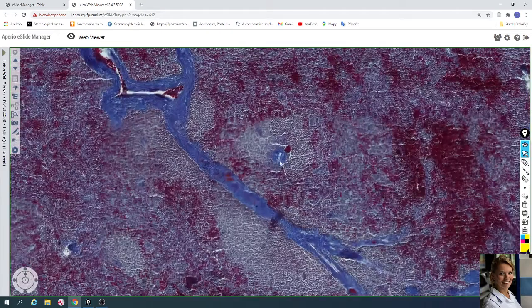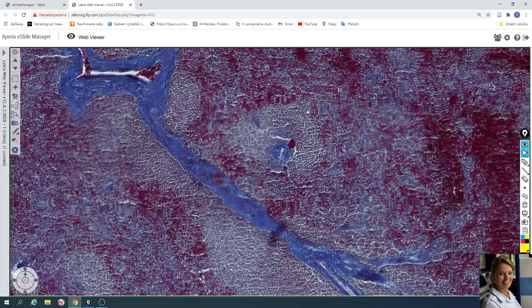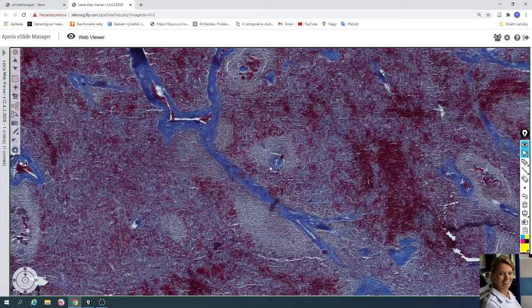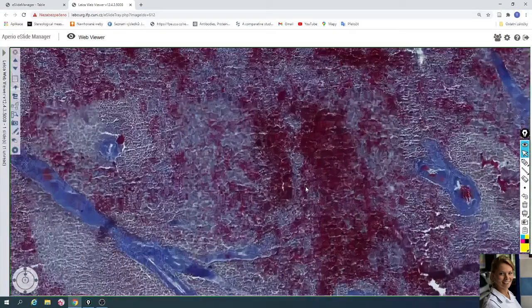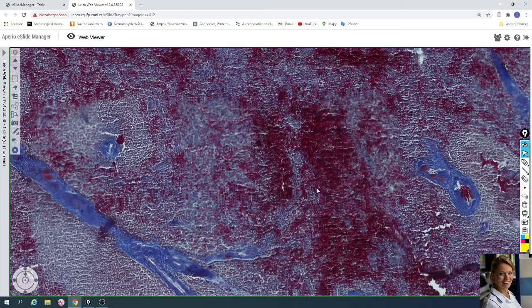The white pulp is formed by Malpighian bodies or lymphatic follicles with a central artery, and between the white pulp you can find the red pulp which contains venous sinuses or splenic cords. This is the venous sinuses and splenic cords in the red pulp.